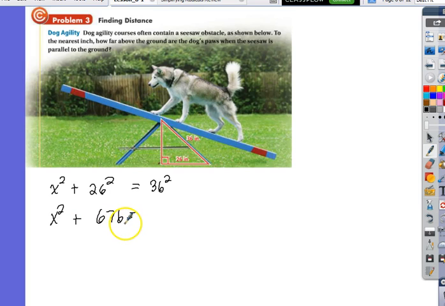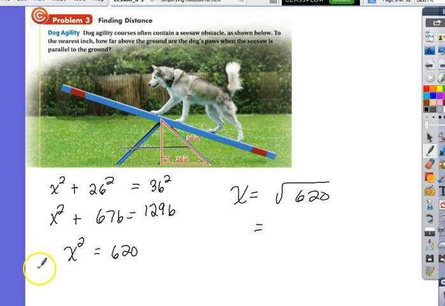36 squared is 1292. I'm sorry, 1296. Accuracy is important. And then 1296 minus 676 is 620. And so x is equal to the square root of 620.